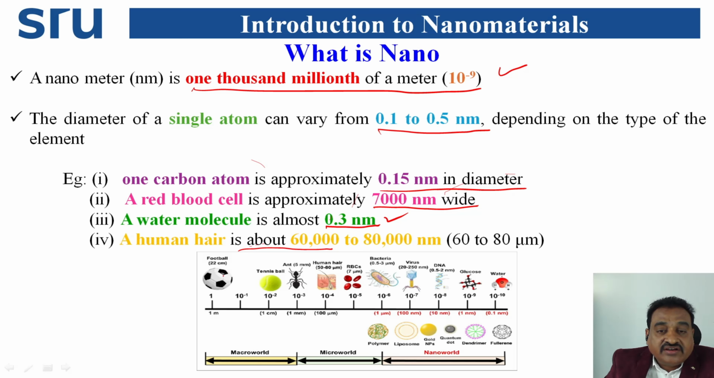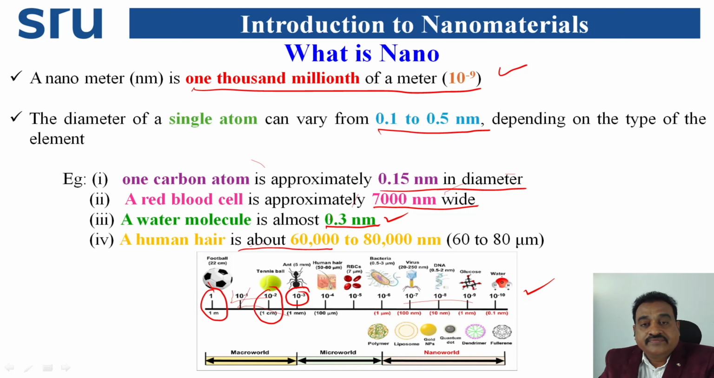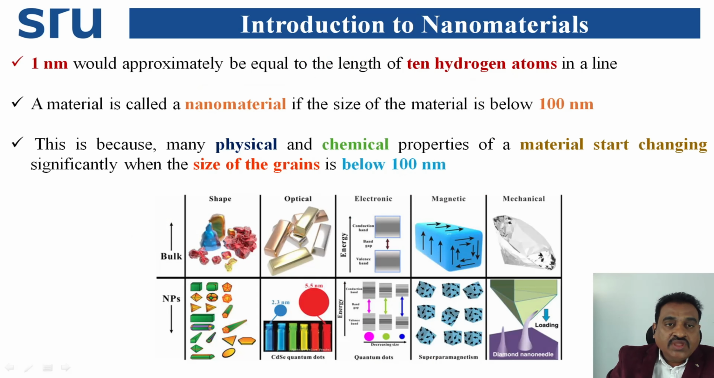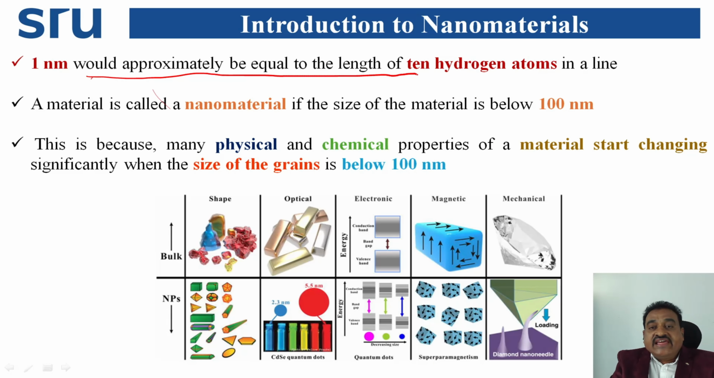You can observe here, a football is 1 meter in diameter. A tennis ball you can see is 10 to the power minus 2 and 10 to the power minus 3. Like this, you can observe all these things. 1 nanometer is approximately equal to the length of 10 hydrogen atoms in a line.